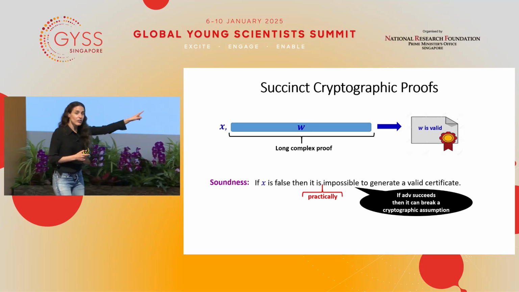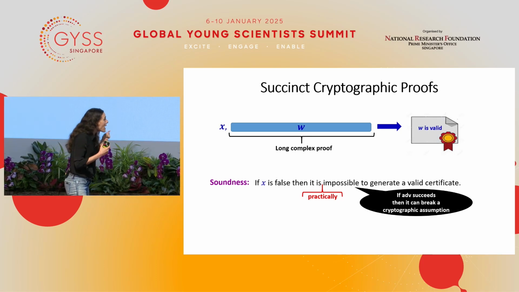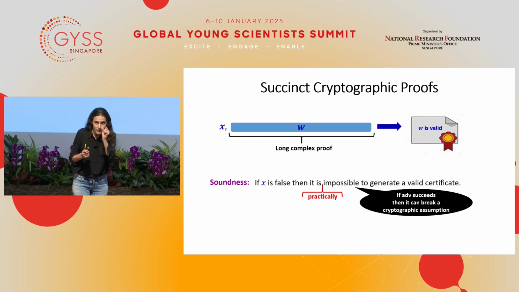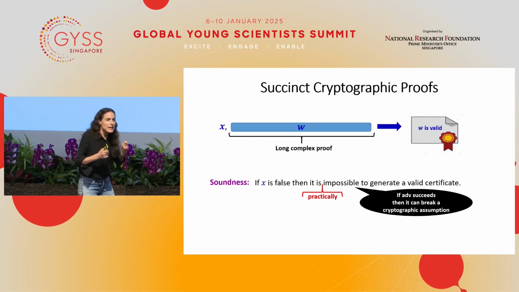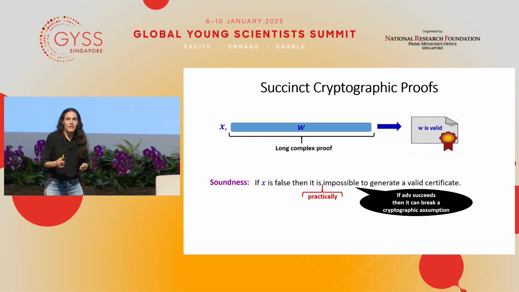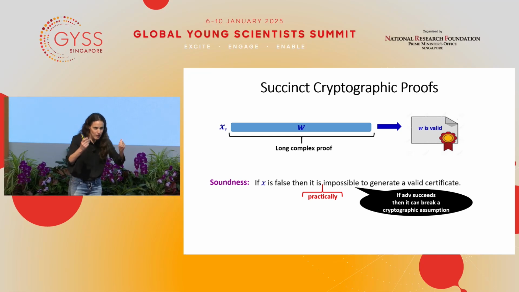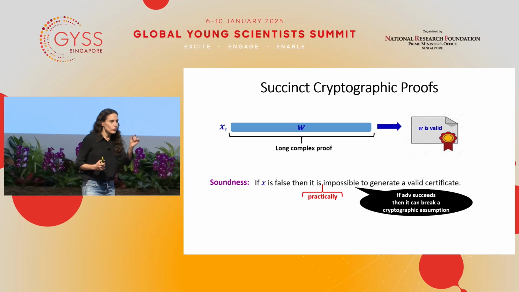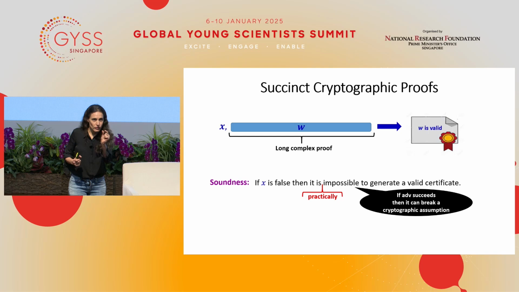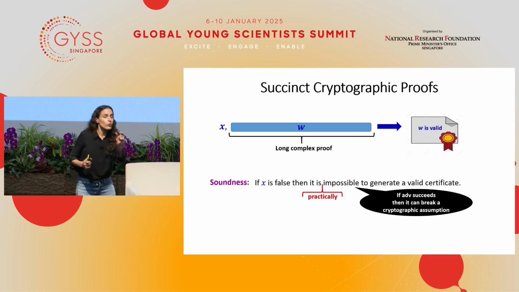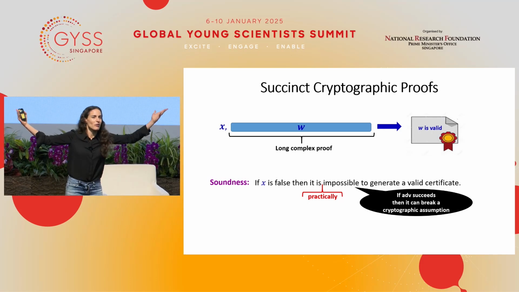More specifically, the guarantee we give is, if there exists an adversary that manages to find a fake proof, a fake certificate for a false statement, then it means we can use this adversary to break some underlying cryptographic assumption. That's where crypto comes in. In other words, for example, we say if there exists an adversary that generates a succinct certificate, a valid certificate for a false claim, then we can use this adversary perhaps to factor large numbers, something we believe is impossible. That's just one example of a cryptographic assumption.